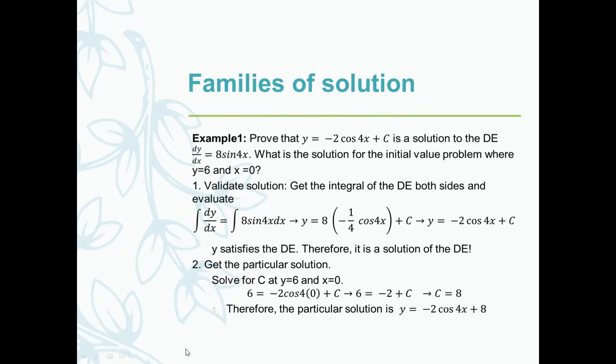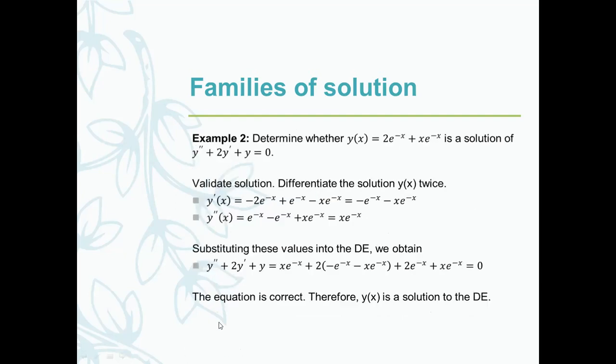It's the same thing with this particular sample problem. So determine whether y of x equal to 2e raised to negative x plus xe raised to negative x is a solution of this second order differential equation. Since you see until the second derivative, there's a need for you to differentiate this twice. So this is your first derivative. Then differentiate this again. This will be your second derivative. What will you do with this? You go back to your DE and substitute.